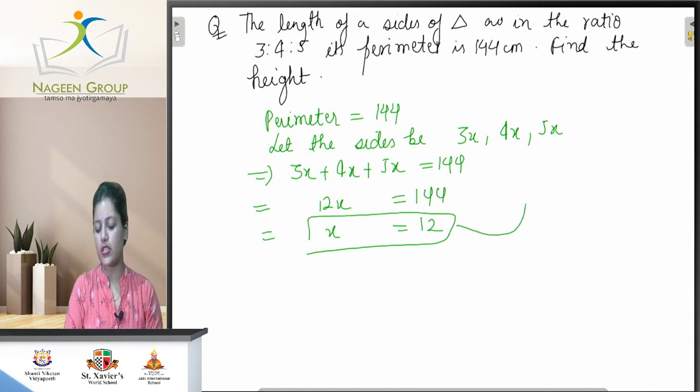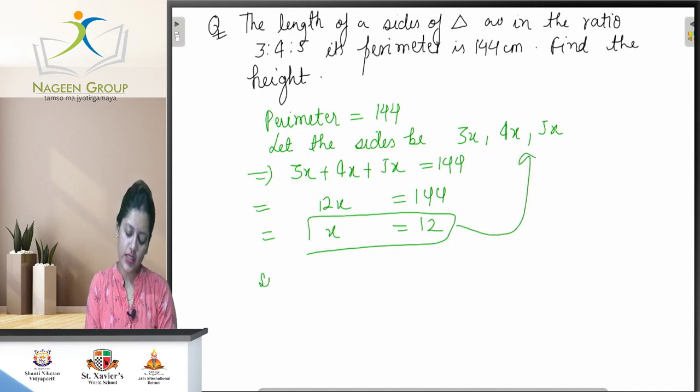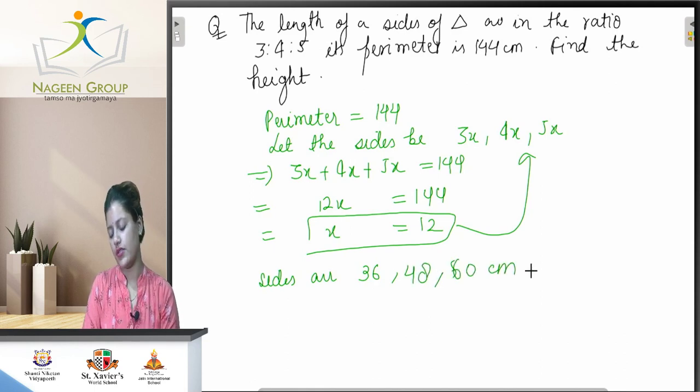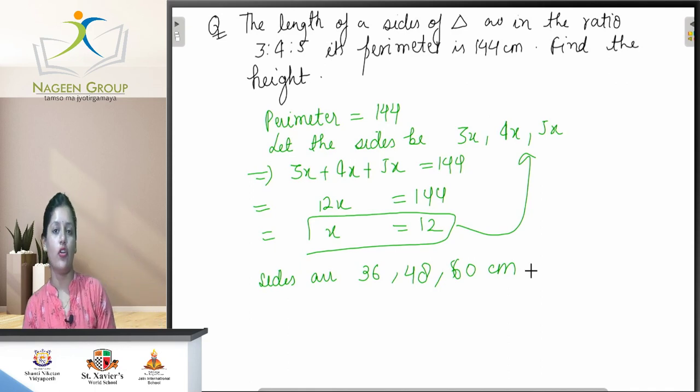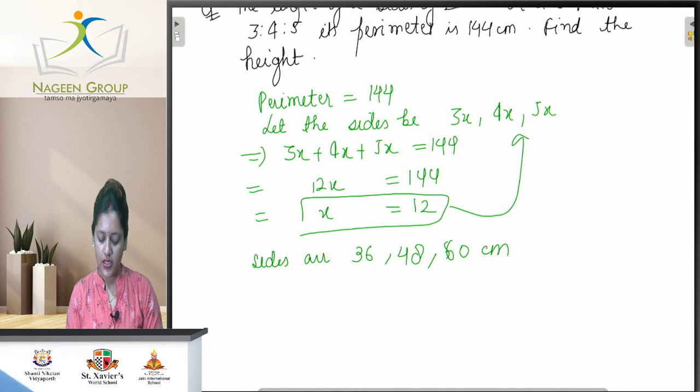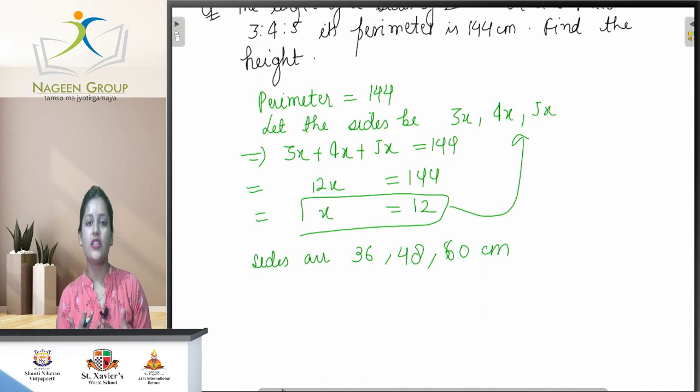Now put this 12 on all the three. The sides are now 36, 48, 60 centimeter. These are the sides of the triangle. Now you have to find the height. First you have to find the area.